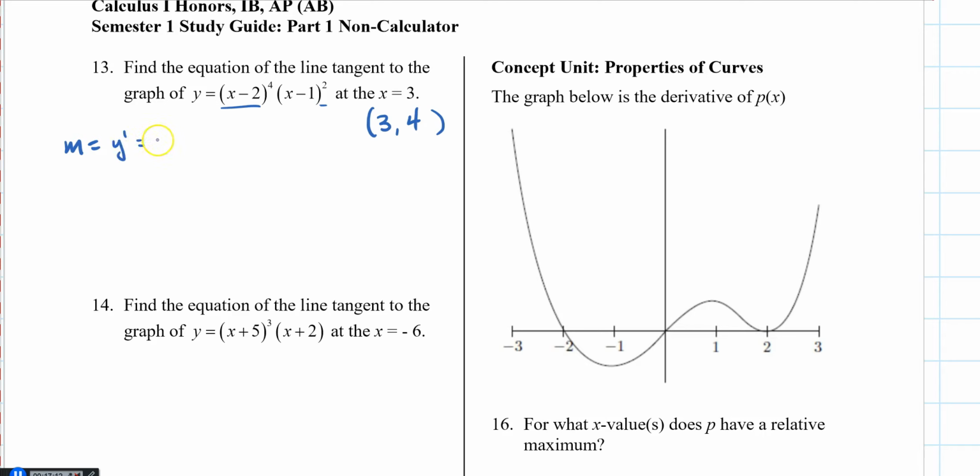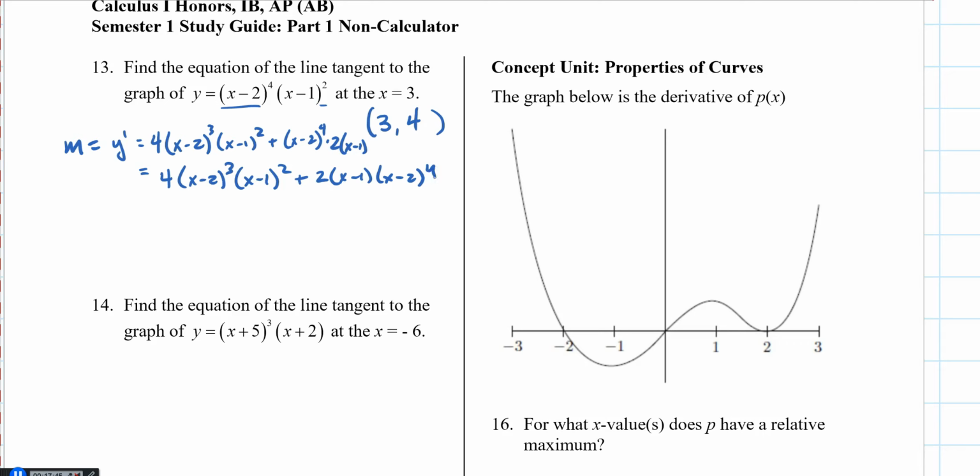which is going to be, we're going to use the product rule. So it's going to be 4 times (x minus 2) cubed times (x minus 1) squared plus (x minus 2) to the 4th times 2 times (x minus 1), which gives me 4 times (x minus 2) cubed times (x minus 1) squared plus 2 times (x minus 1) times (x minus 2) to the 4th. I'm not going to worry about simplifying that because all I care about is taking this and plugging in a 3.